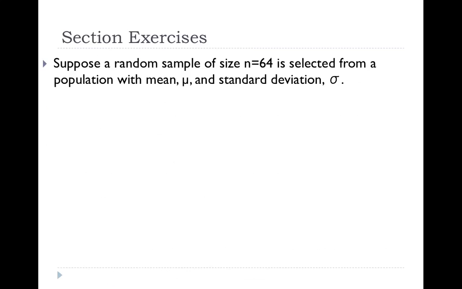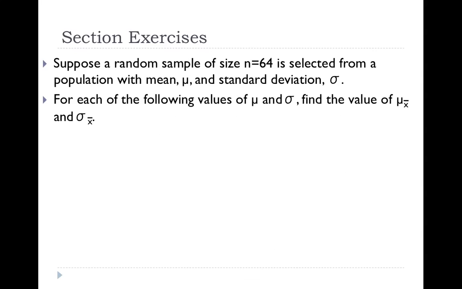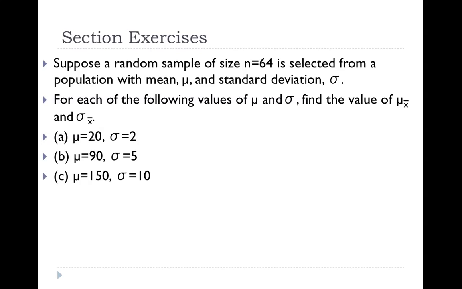Okay, so from the section exercises at the back of Chapter 8, this question was taken. Suppose a random sample of size n equals 64 is selected from a population with mean mu and standard deviation sigma. For each of the following values for mu and sigma, find the value for mu sub x bar and sigma x bar. Part A, mu is 20, sigma is 2. Part B, mu is 90, sigma is 5. Part C, mu is 150, sigma is 10. And part D, mu is 200 and sigma is 50. You are going to find mu sub x bar and sigma x bar for each of the four.